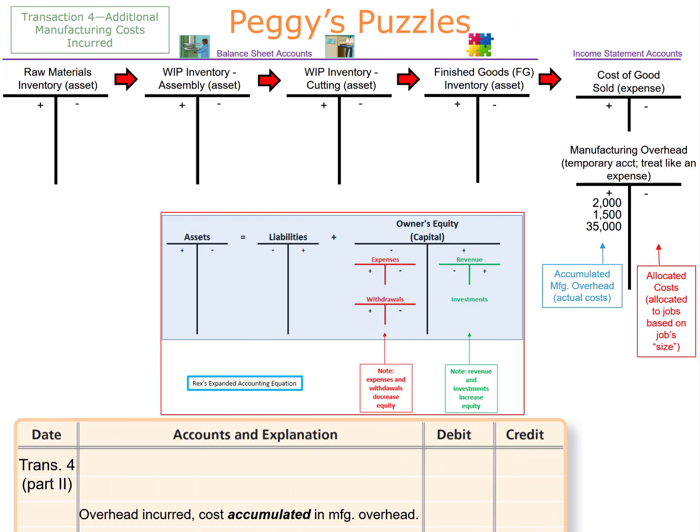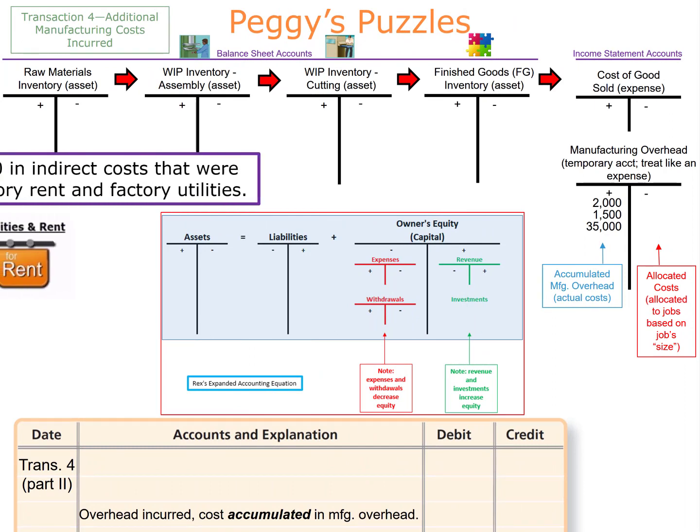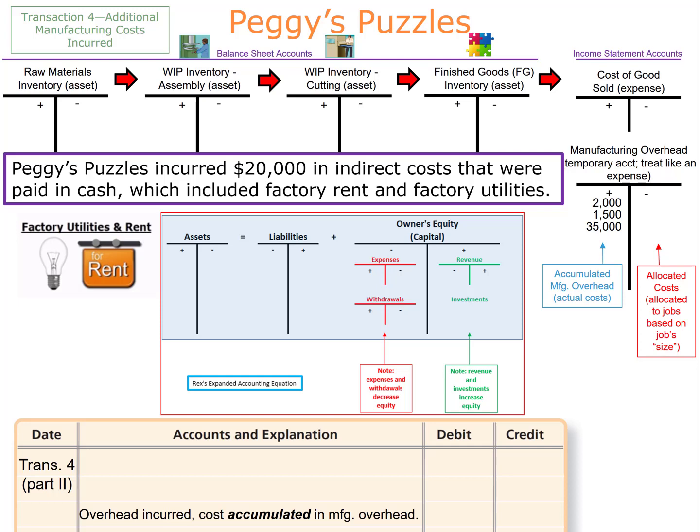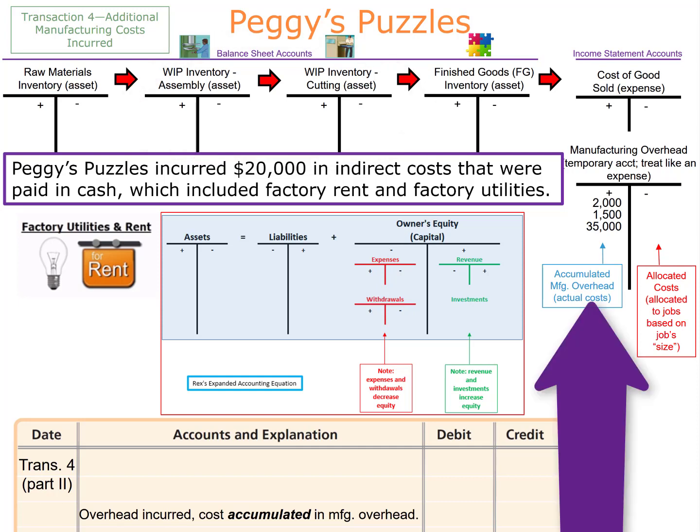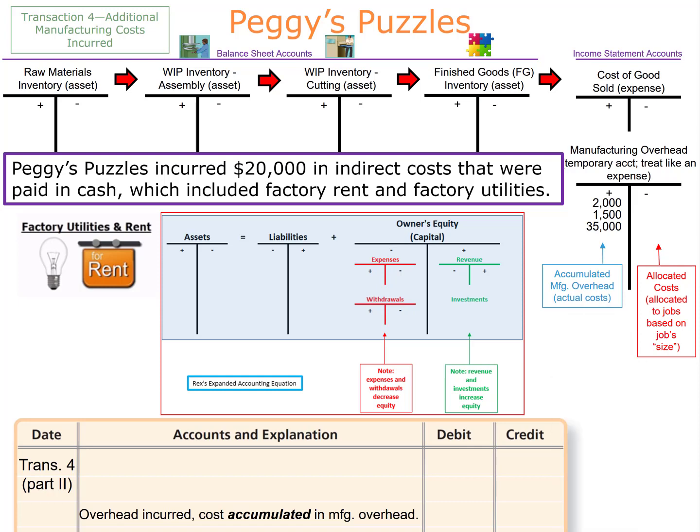In part 2 of transaction 4, Peggy's Puzzles paid $20,000 in cash for factory rent and factory utilities. Since they are part of the cost of the puzzles, they are product costs and therefore cannot be expensed as rent expense and factory utilities. They have to be either allocated to one of the two processes, which are assembly or cutting, or accumulated in manufacturing overhead. And since the rent and utilities cannot be directly linked to either department specifically, the cost will be a debit to manufacturing overhead.